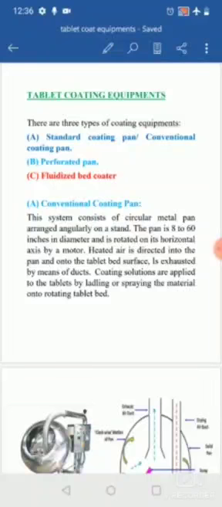One is the conventional coating pan, or the traditional coating pan, or the standard coating pan, and one is the perforated coating pan, and one is the fluidized bed coating pan, or the fluidized bed coater. So when coming to the first method, that is the conventional coating pan.